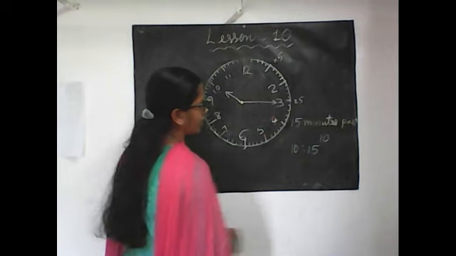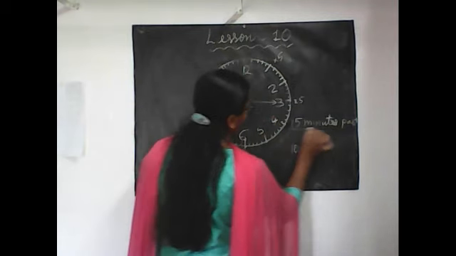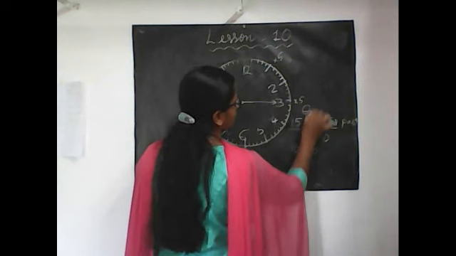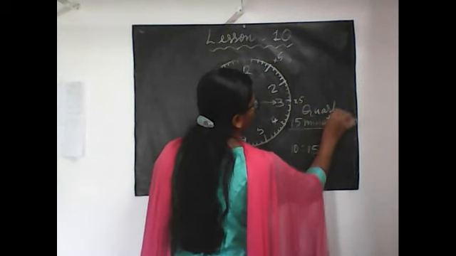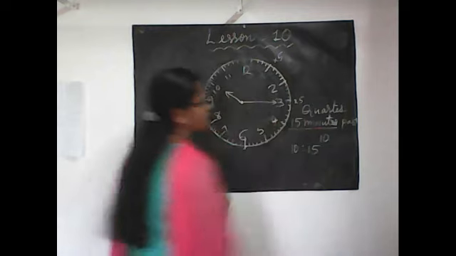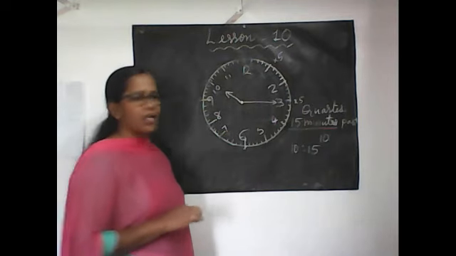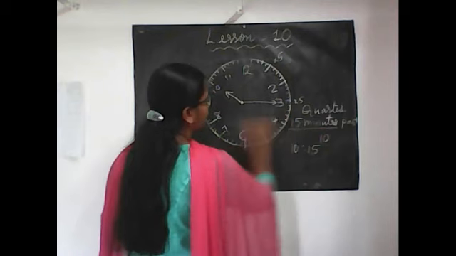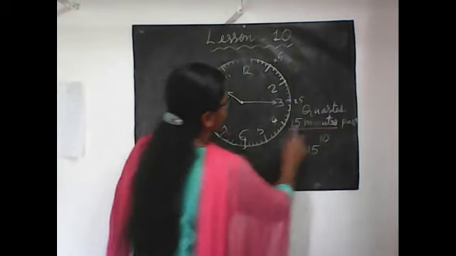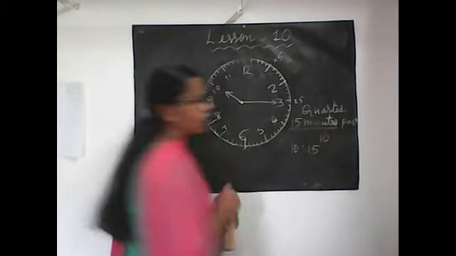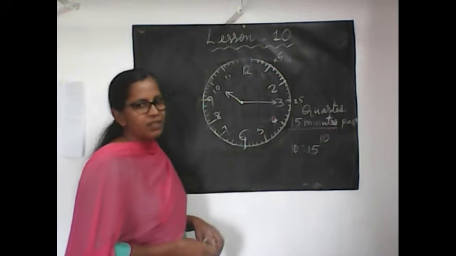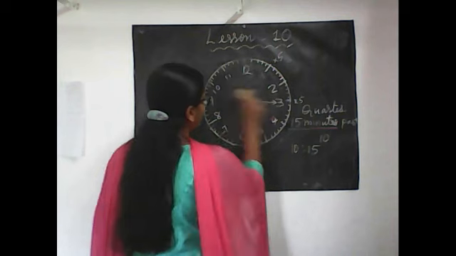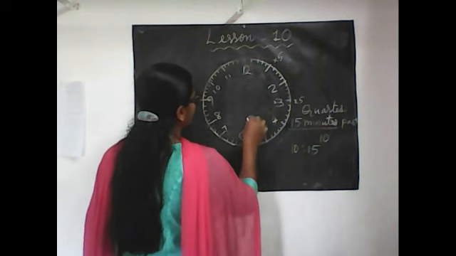Or we say that, instead of 15 minutes, if it is exactly 15 minutes, it is a quarter. So instead of 15 minutes, we can say that it is quarter past 10. Okay, if it is exactly 15 minutes, we can use the word quarter past 10. Okay, one more example, see, if it is like this.